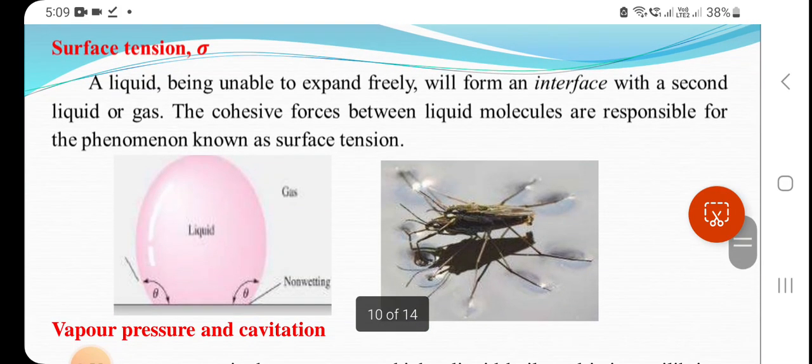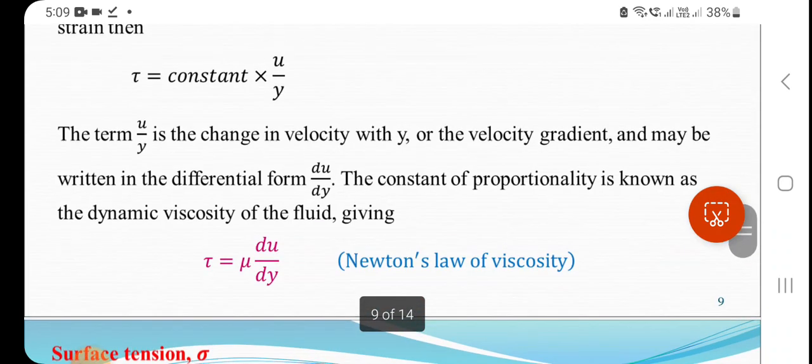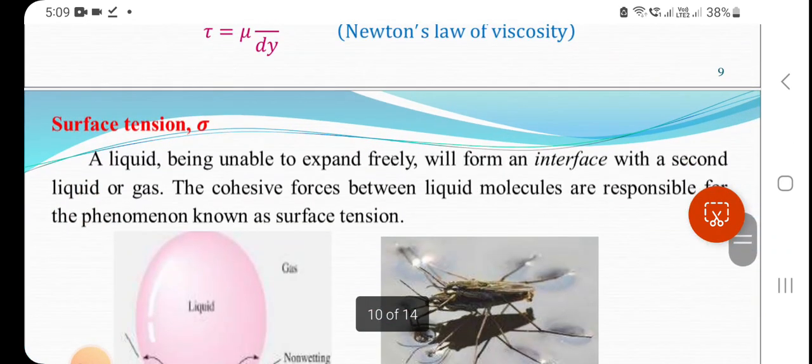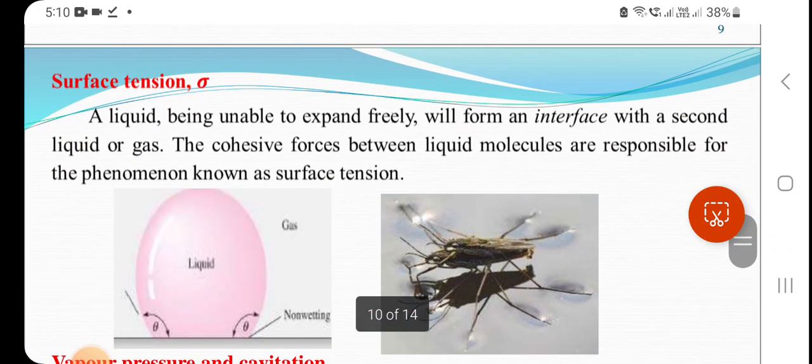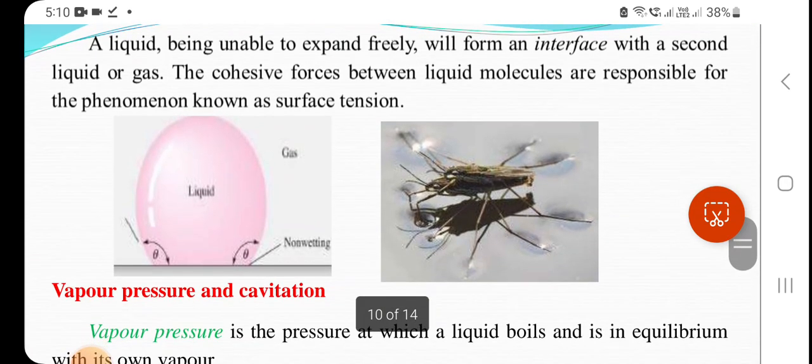Surface tension. A fluid being unable to expand freely will form an interface with a second liquid or gas. Thus, the cohesive forces between liquid molecules are responsible for phenomena such as surface tension.